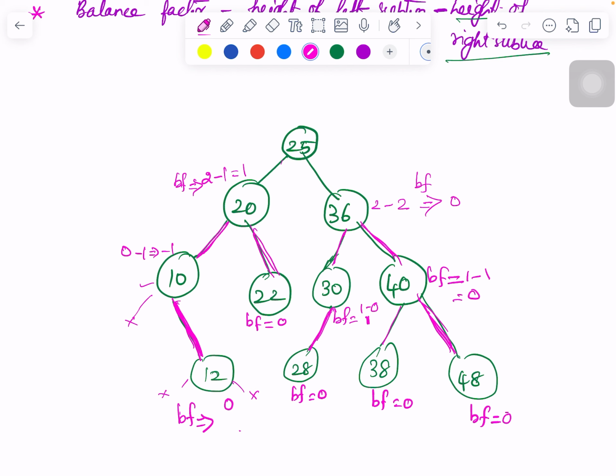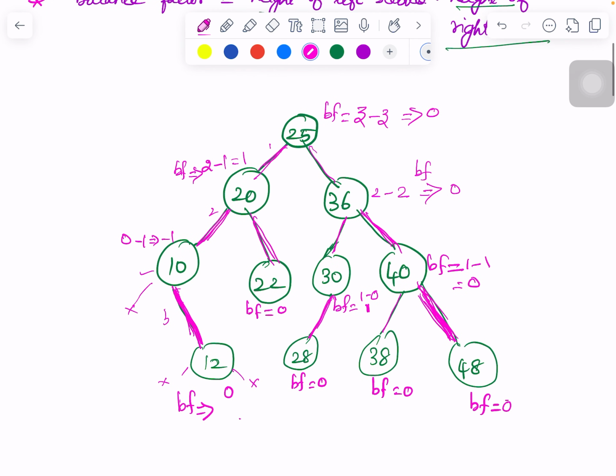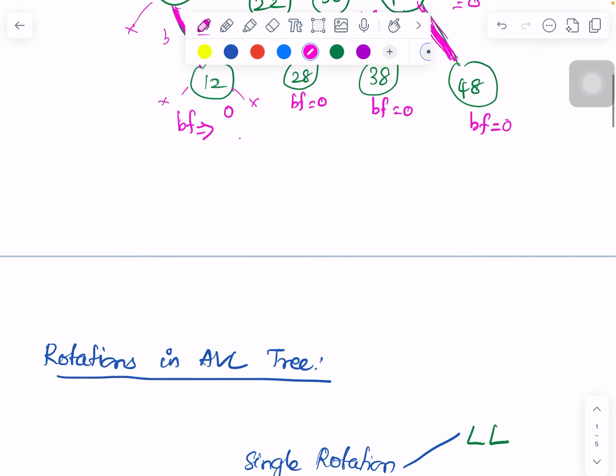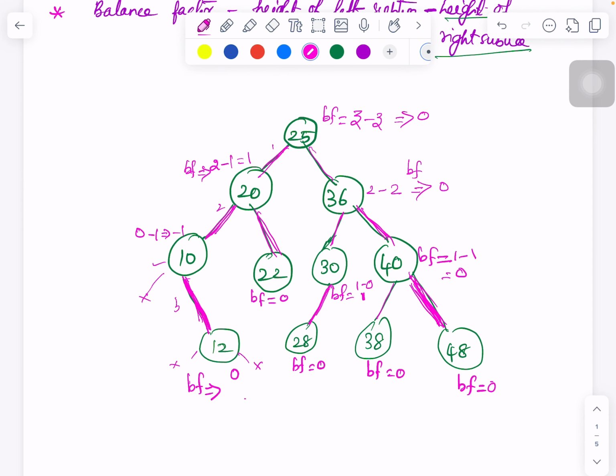Now for node 25, what is the height of the left part of node 25? The height of the left part is 3: 1, 2, 3. Now minus the right side part. The height of the right side of node 25 is again 3. So 3 minus 3 is going to be 0. This is how we calculate the balancing factor for this AVL tree. Fine, so I hope you have got it.